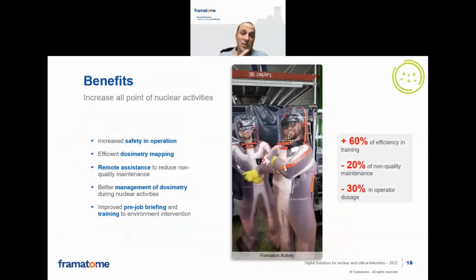Benefits. To summarize, we surely increase safety in operations. We get an efficient dosimetry mapping. We can perform really efficient remote assistance to reduce the non-quality maintenance. We have a better management of dosimetry during the ongoing operation. And we really improve the pre-job briefing and the training to the real environment of intervention. That's all for me. Thank you for your attention.